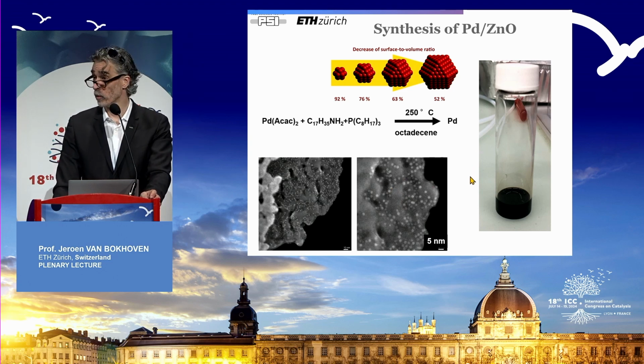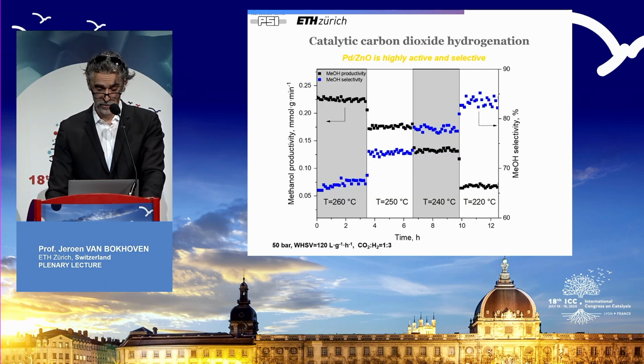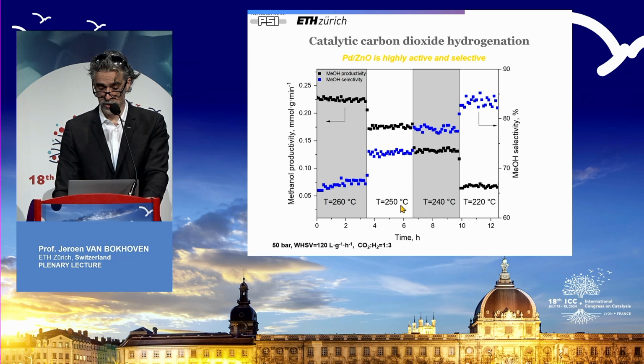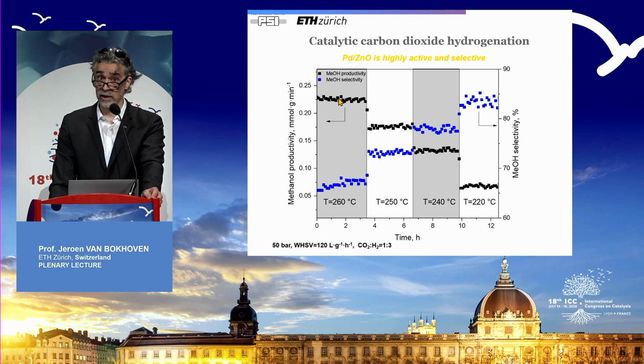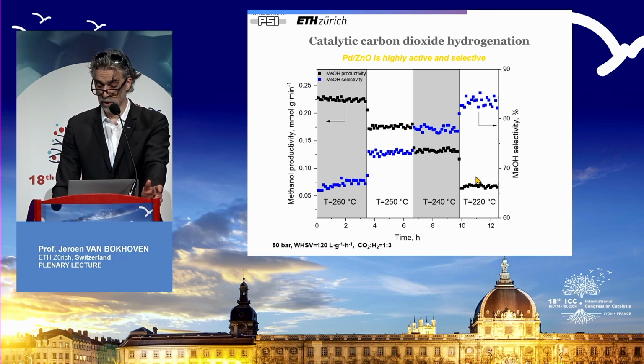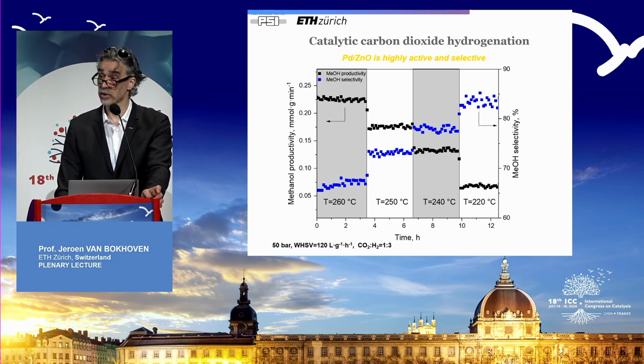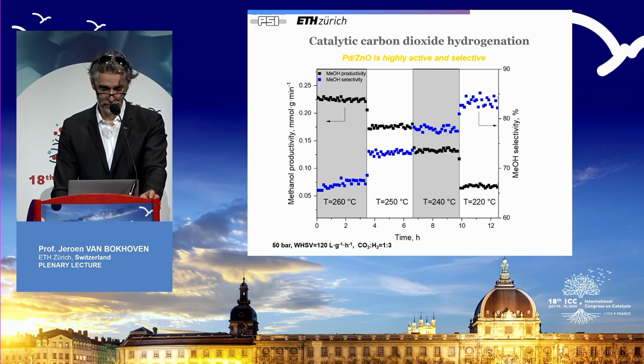So here we have particles between 1 and 2 nanometer on zinc oxide. And we look at the catalytic conversion as a function of temperature, high temperature, lower temperatures. On the left in black is the productivity. This actually is a very productive catalyst for this reaction. And on the right in blue, we have the methanol selectivity. As a function of temperature, there is a selectivity of slightly below 70%. And at 220 degrees, the selectivity of methanol goes up to about 85%.